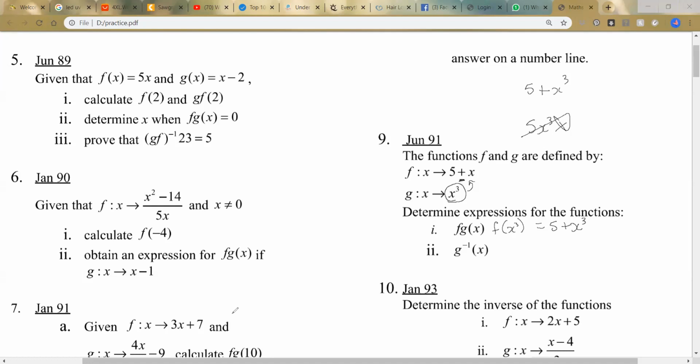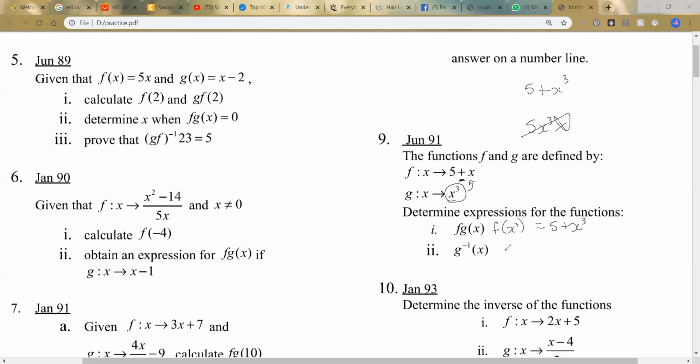Bro, you make this look so easy. Because g is x cubed, and then you just add it to the equation so that makes 5 plus x cubed. Oh, bro. Yep. Okay.